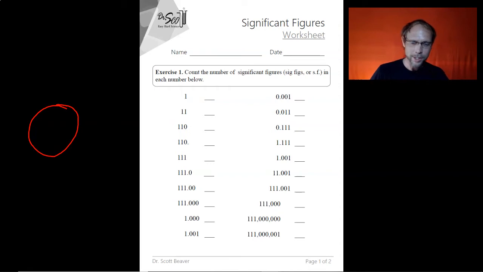We have to first start with the number 1. There's one digit and it's significant. We have the number 11, a 1 and a 1. There's two digits. They're both significant, so there's two sig figs in the number 11.